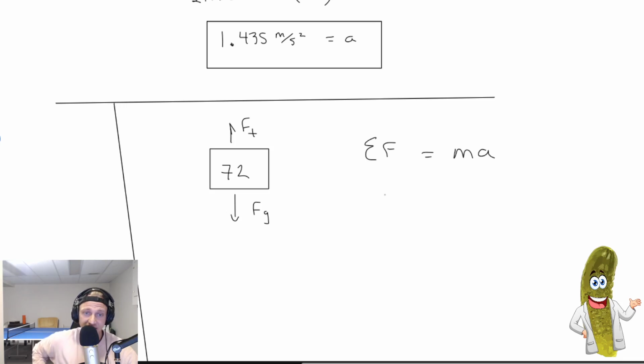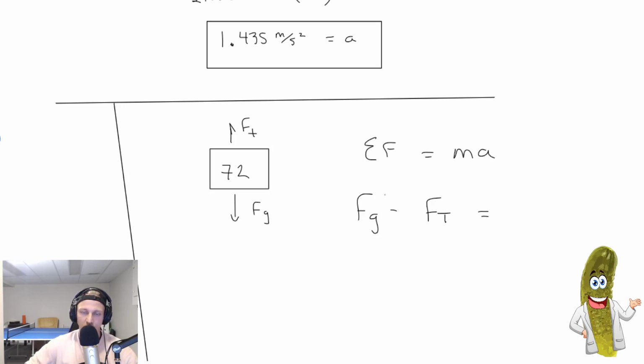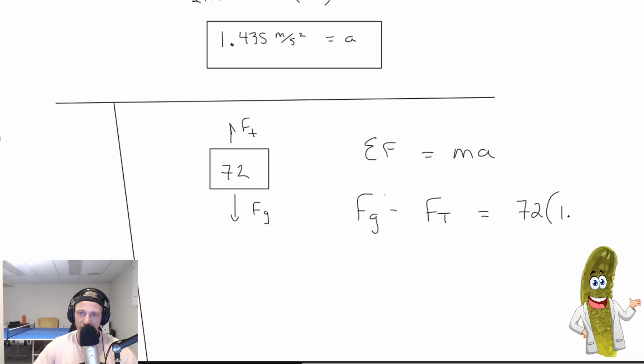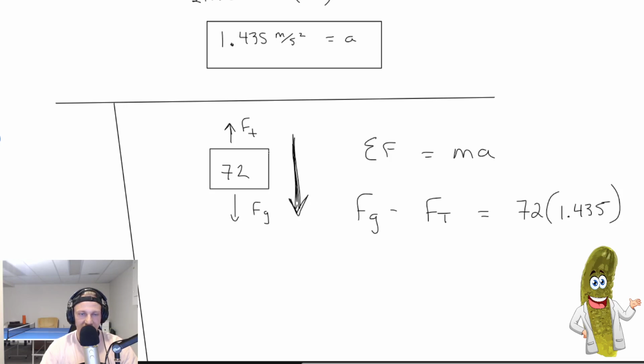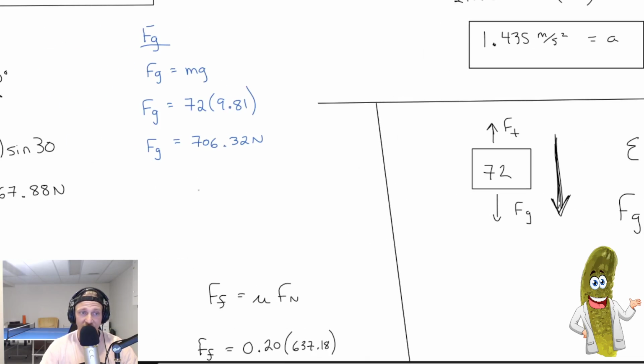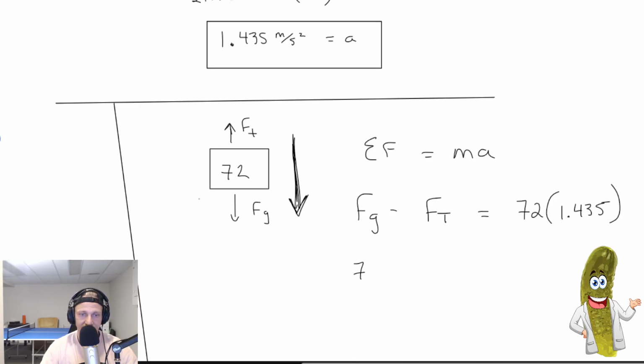And now this time, we know our mass is 72, and we know our acceleration is 1.435. The reason I'm writing FG minus FT is because we know that ultimately this block is going to end up going in this direction here. So we know that FG is going to be bigger than FT. We've already solved for FG. It's 706.32. We don't know what FT is.